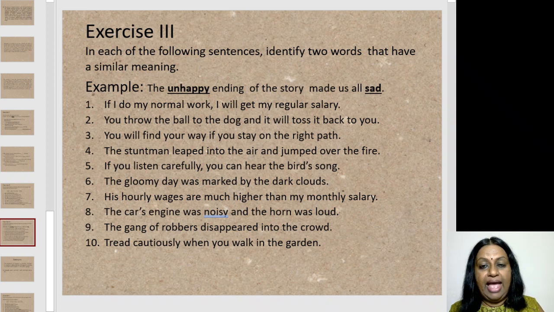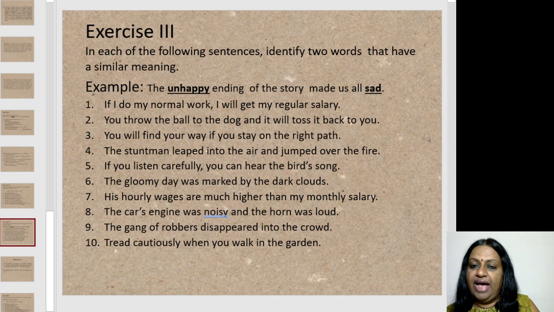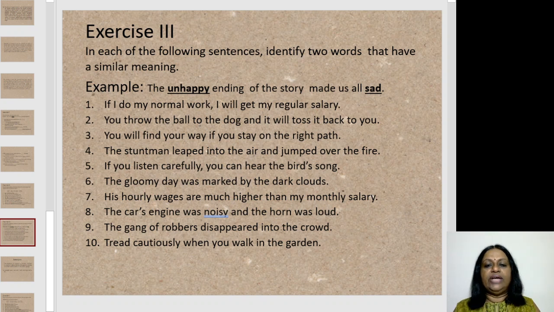So the two words with similar meaning here are leaped and jumped. Let's look at sentence 5. If you listen carefully, you can hear the birds' song. So this is an easy one. Listen and hear are the words with similar meanings.